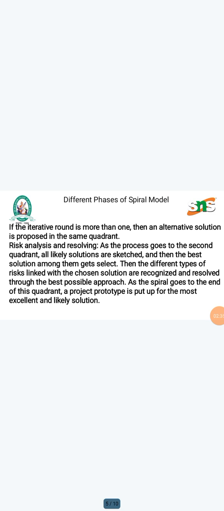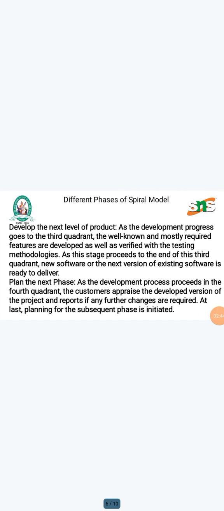As the spiral goes to the end of this quadrant, a project prototype is put up for the most excellent and likely solution. Different phases of spiral model. Develop the next level of product as the development process goes to the third quadrant. The well-known most required features are developed as well as verified with the testing methodologies. As the stage proceeds to the end of this third quadrant, new software or the next version of the existing software is ready to deliver.